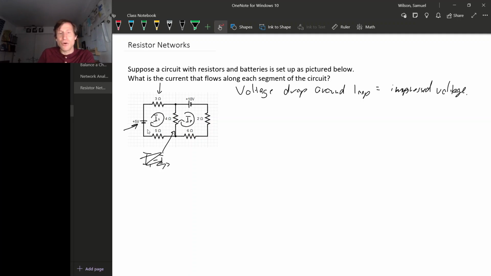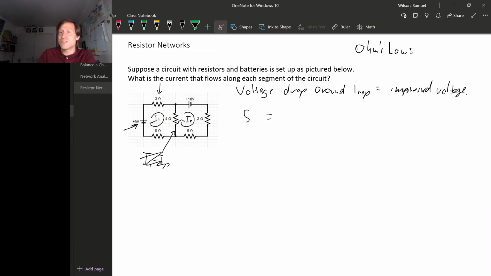Okay, so what that means is in this loop on the left, we have 5 volts. And as we go around this loop, we can just write down the voltage drop across each resistor. Of course, to know the voltage drop across each resistor, you have to know the formula for voltage across a resistor. And that's given by Ohm's law.